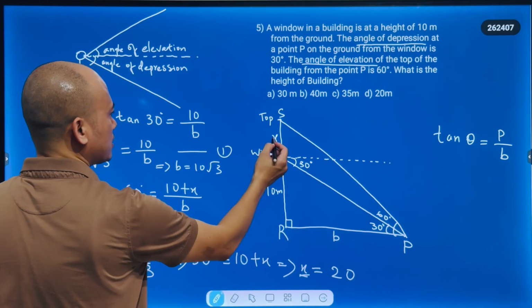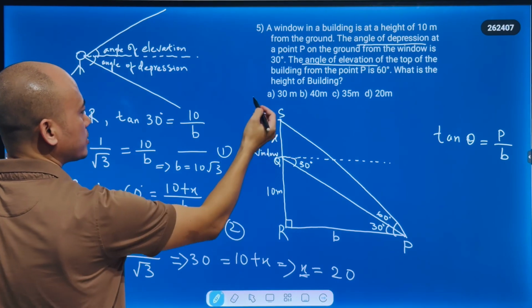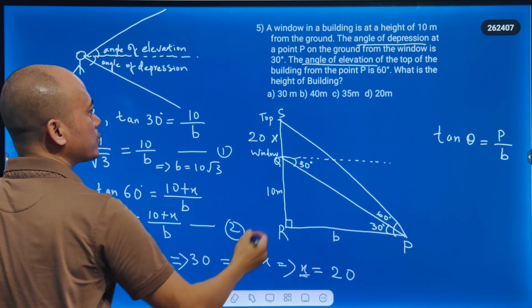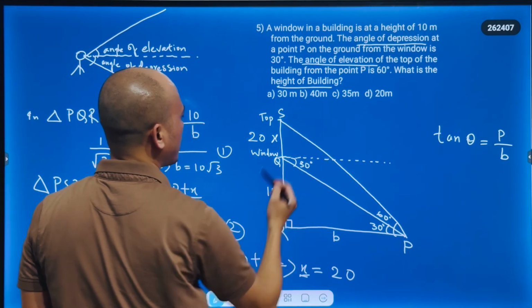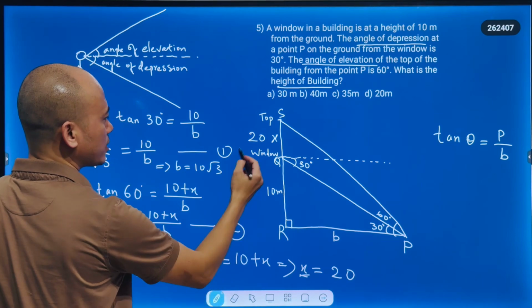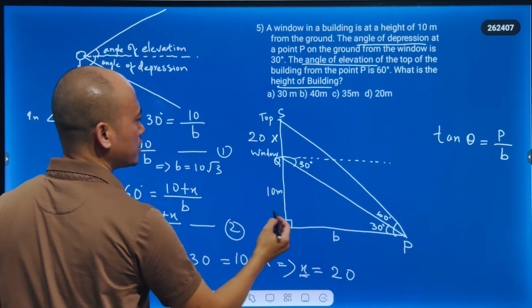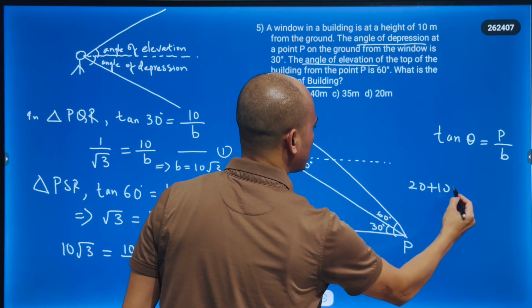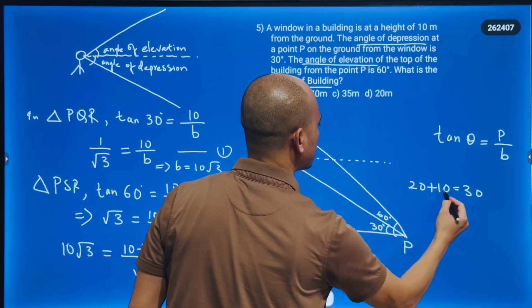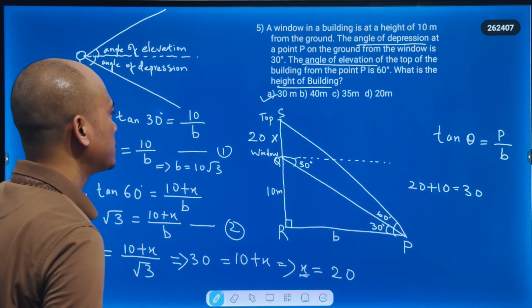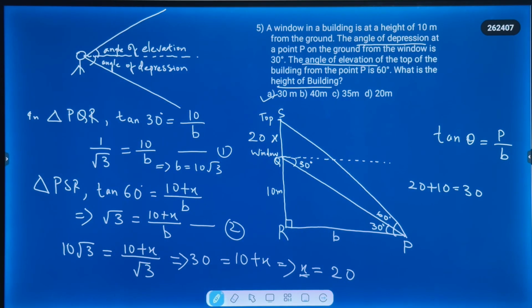What was x? x is the distance from the window to the top of the building, so x is equal to 20. What we need is the height of the building. The height of the building is this 20 plus this 10, so 20 plus 10 is 30. So the answer here, the height of the building is 30 meters. Option A.